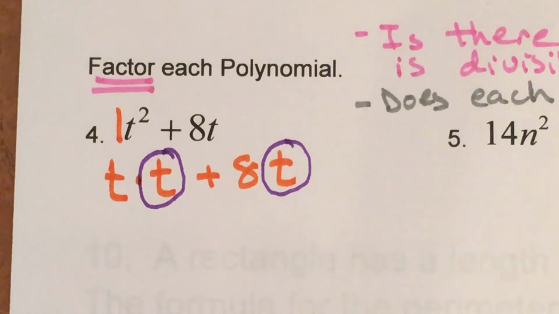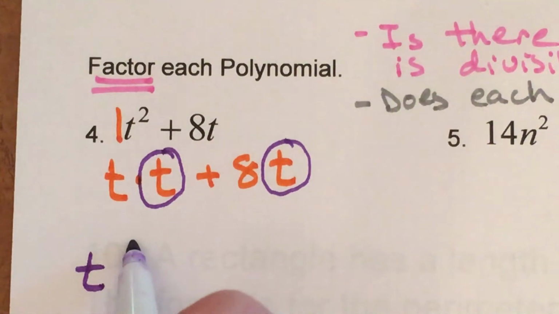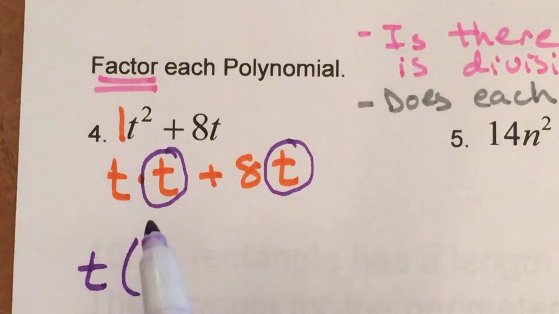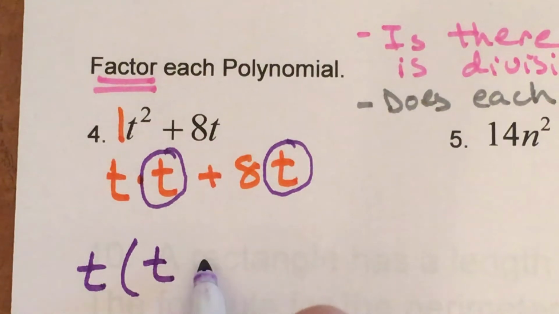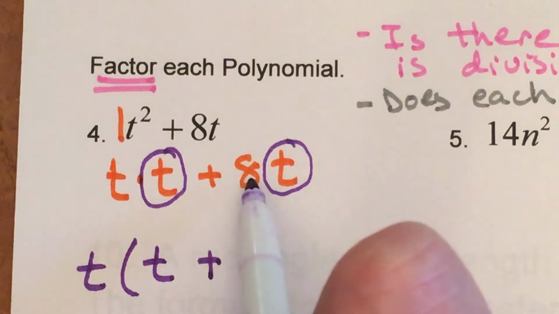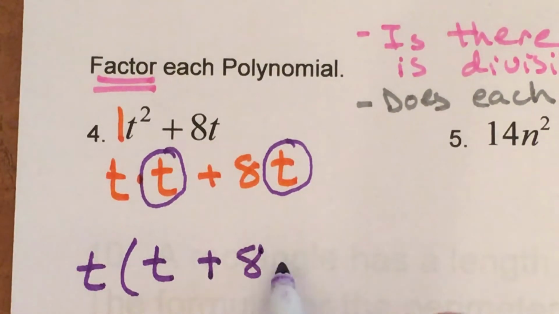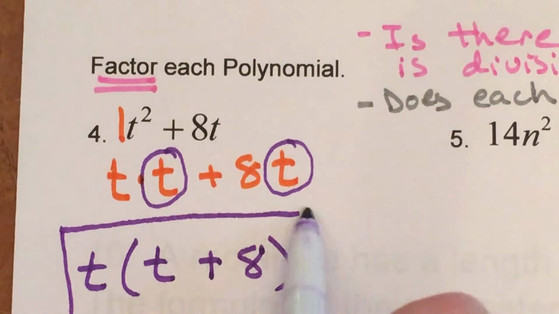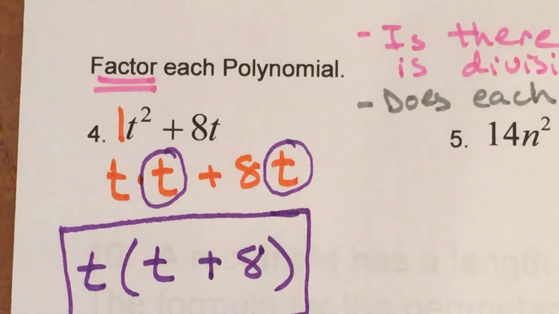So when I factor this, I say, what did they have in common? That letter t. That is what they had in common. And then I say, okay, what did they not have in common? Well, the first term still has another t, and the second term had an 8. Oh, there it is. That is my factored form.